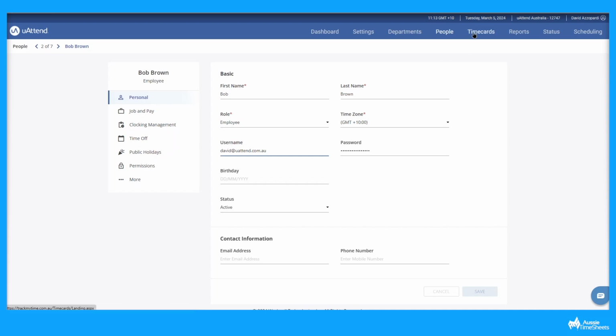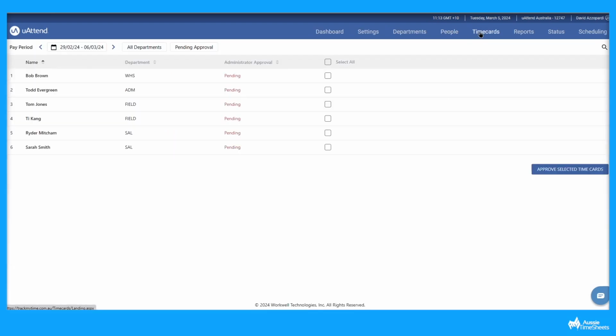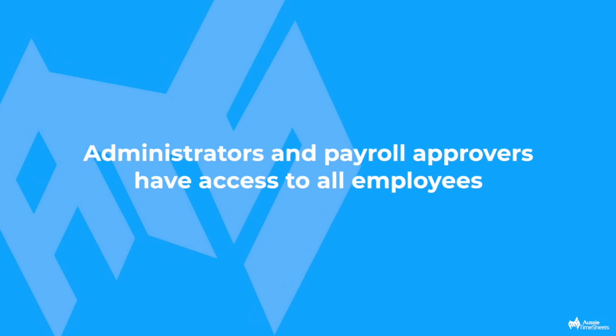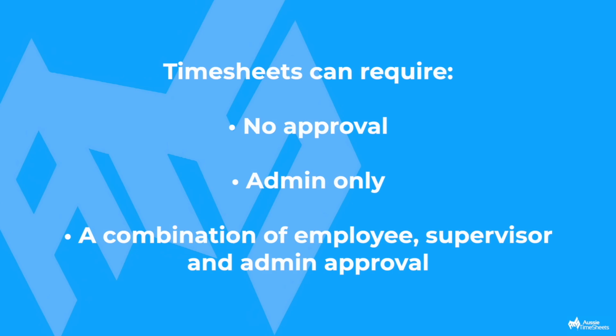To access employee time cards, a manager would click the time card menu to view teams under their management. Multiple managers can be assigned to separate department groups, with each manager only accessing their relevant teams. Administrators and payroll approvers have access to all employees. Timesheets can be controlled to require no approval, admin only, or a combination of employee, supervisor and admin approval if required.